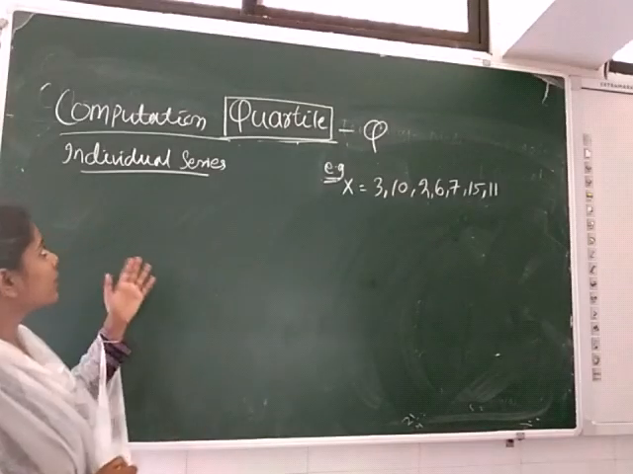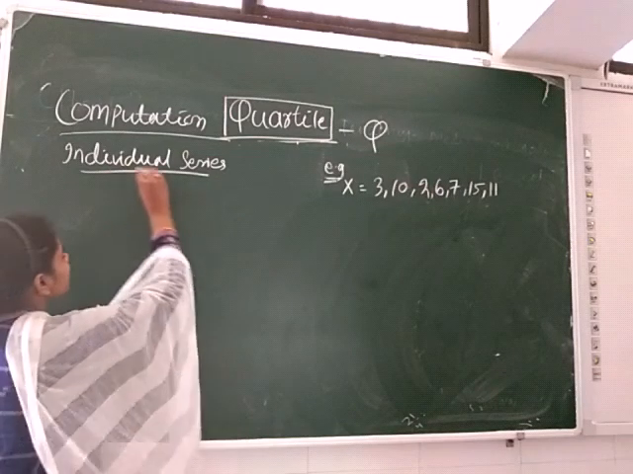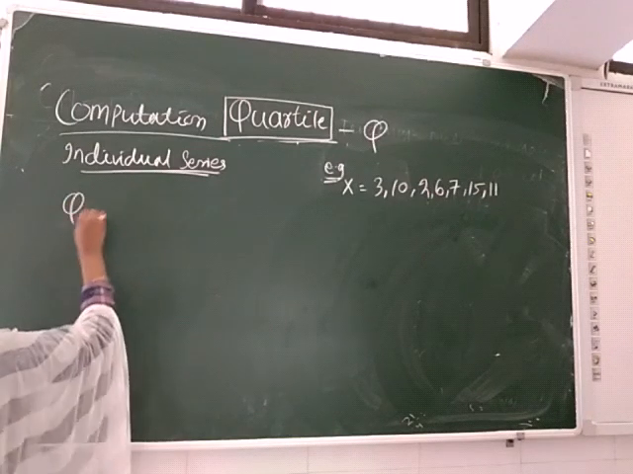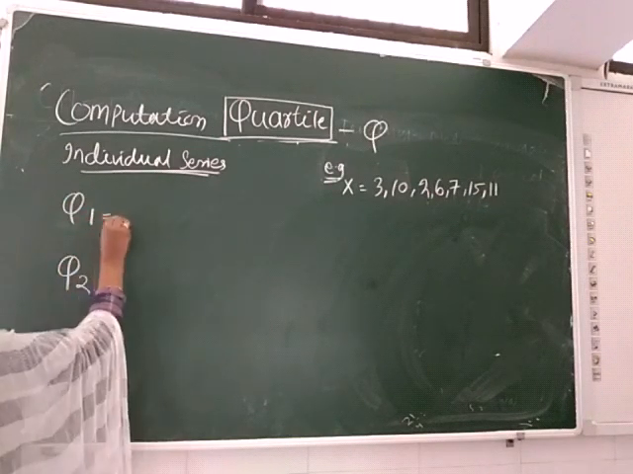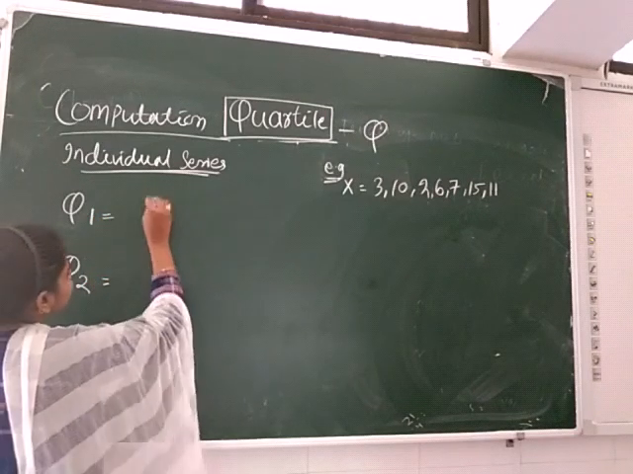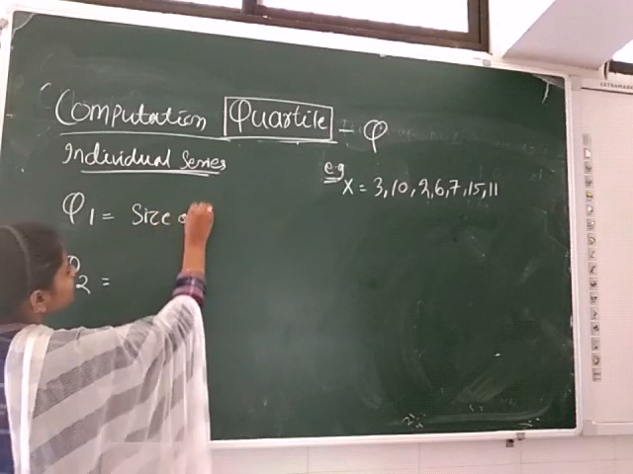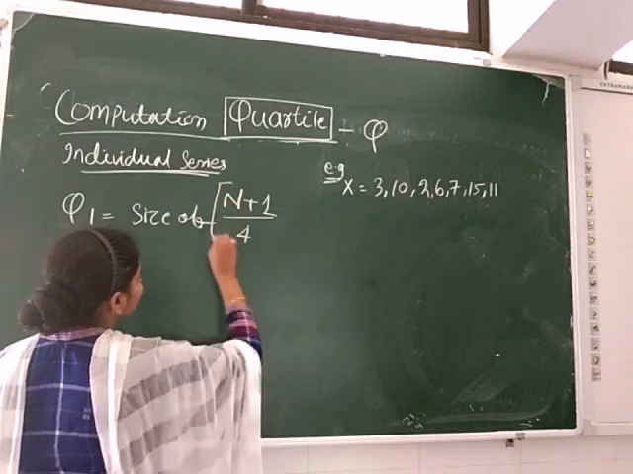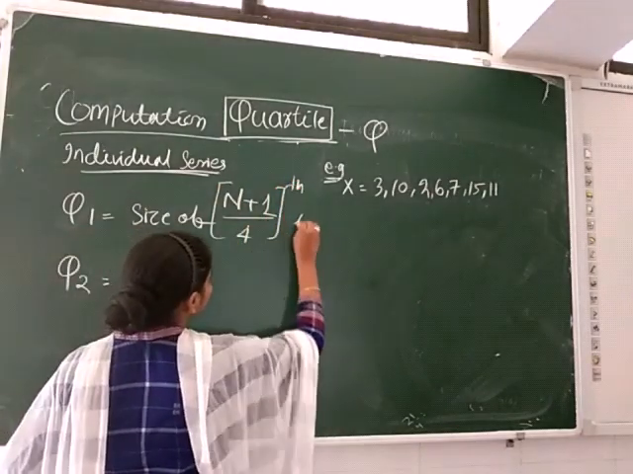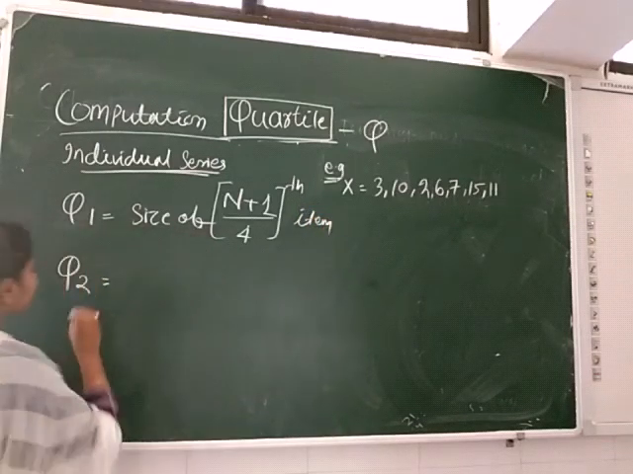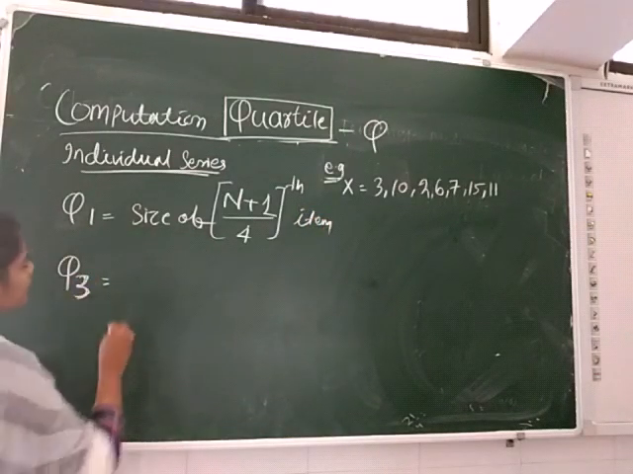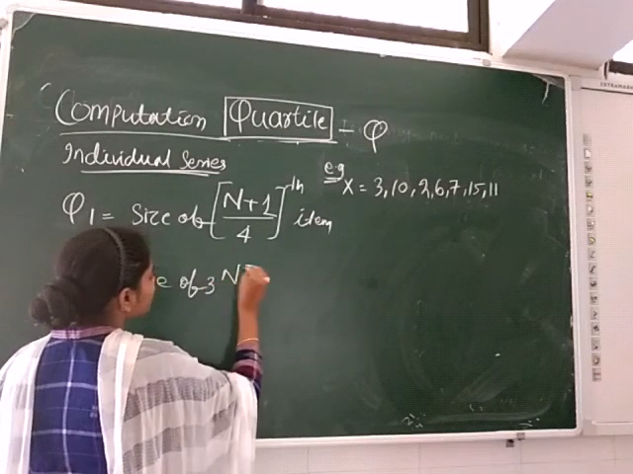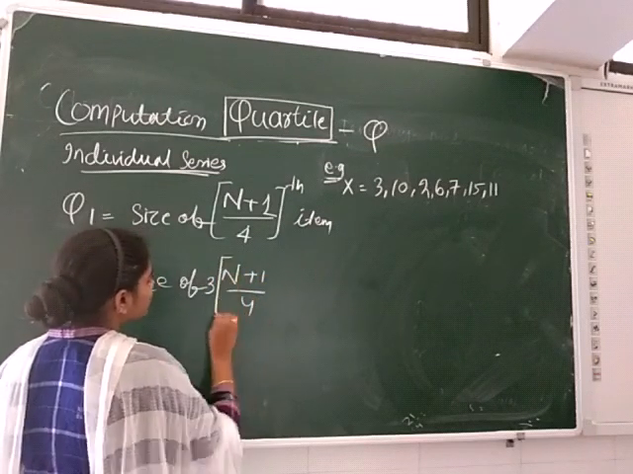Compute the quartile in 3 different series. First, we calculate quartile under individual series. So here the formula of Q1 under individual series is size of n plus 1 by 4th item, and Q3 will be size of 3 into n plus 1 by 4th item.